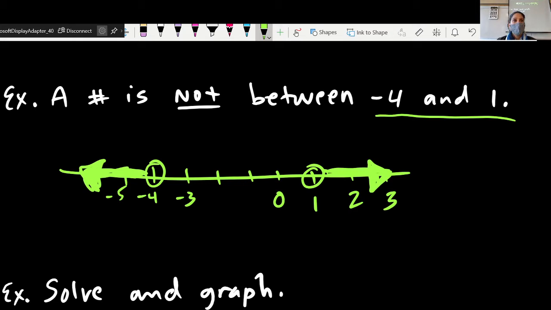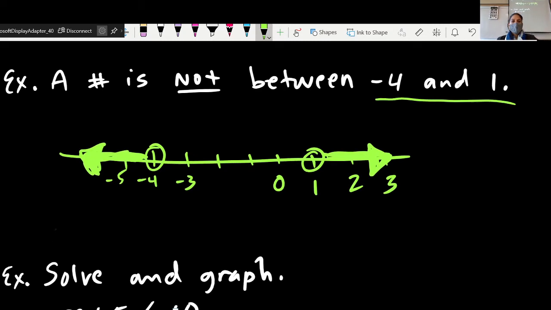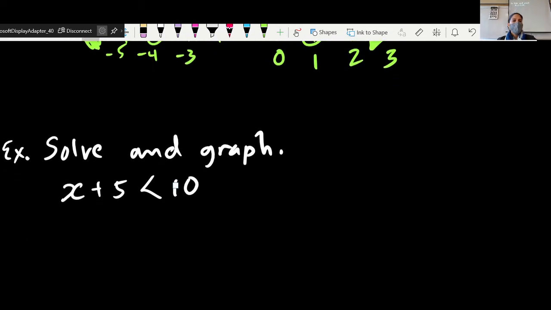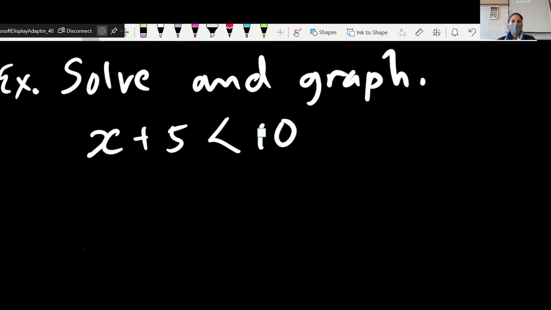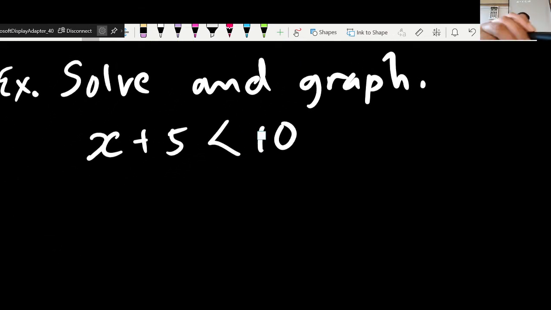So far, so good? Questions about anything before we move on? Okay, so here's the thing with this. It says solve and graph. I feel like this is not looking good. Solve and graph this.